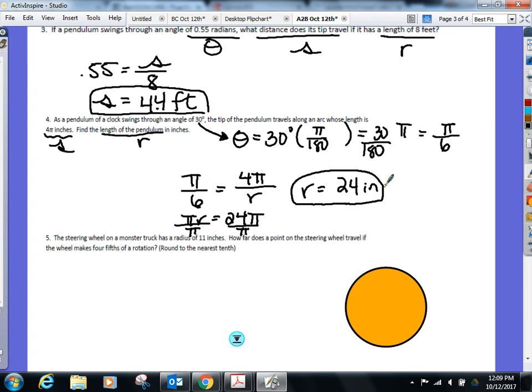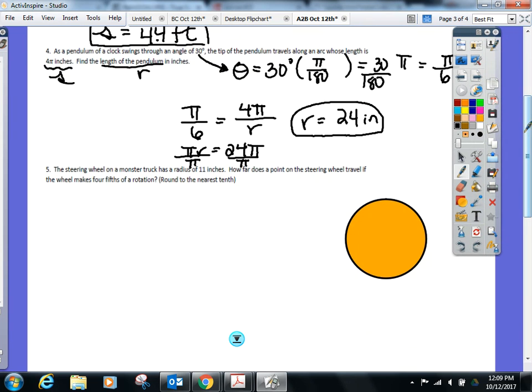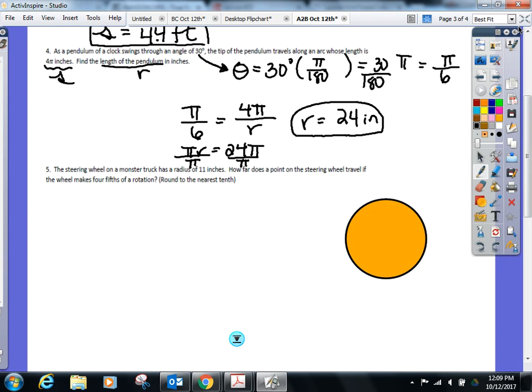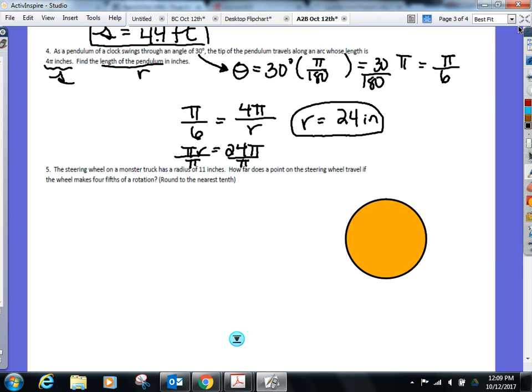Questions? One more and that's it. I love it. Steering wheel of a monster truck. Here we go. Get her done. Let's go, guys. Sorry if I offended anybody. 11 inches, radius of 11. So we already know where this is going.